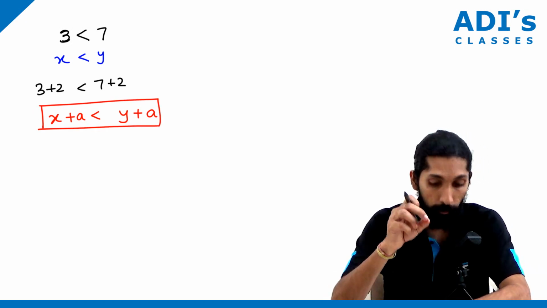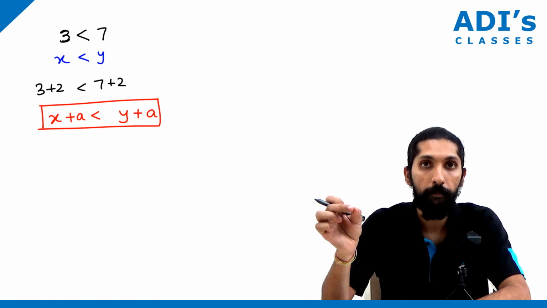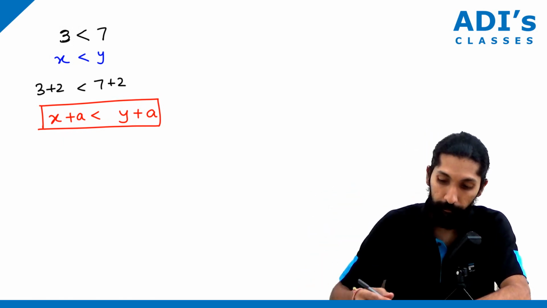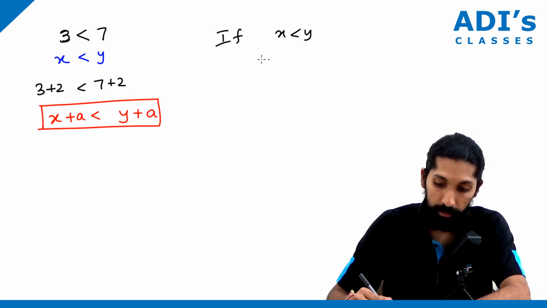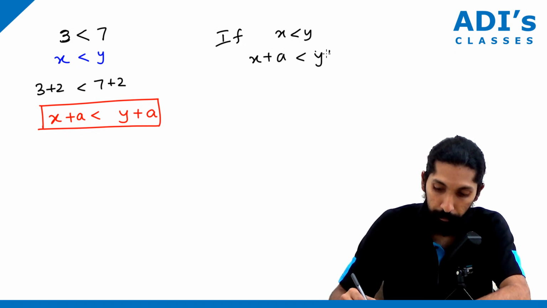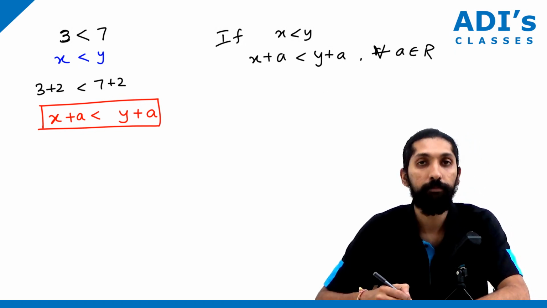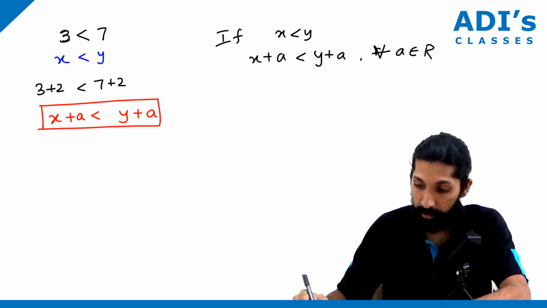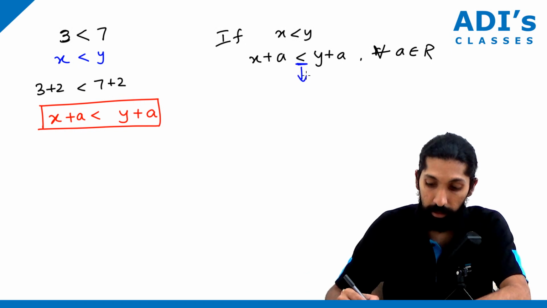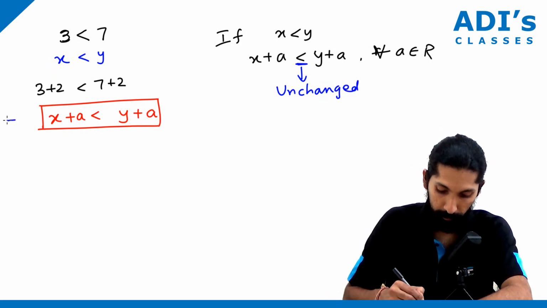Okay, but remember, for this to be true, the given condition is what? X should be lesser than y. So what we write is if, very big condition, if x is less than y, then x plus a is less than y plus a for all a belonging to set of real numbers. Any real number you add, it's always going to be the same. So the point is the linear inequality remains unchanged. It's not going to change. First property. Alright, so you can say this is the first property.